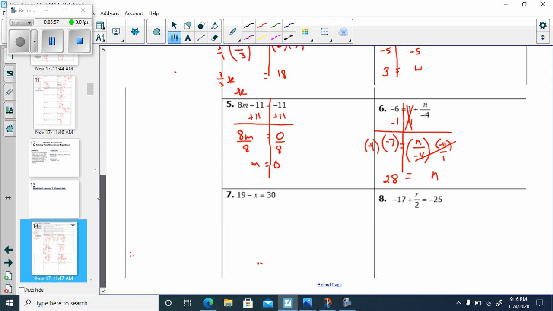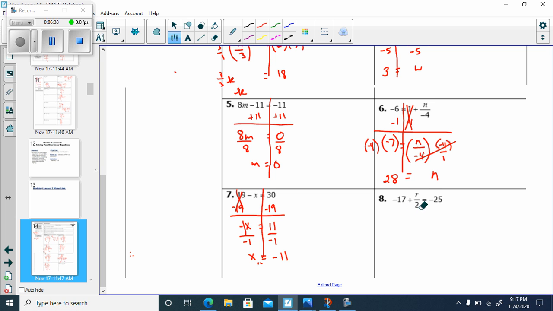Okay? Number 7. I'm solving for the x. Now, I need to get rid of the 19. So what if I subtract 19 from each side? That leaves me with -x is equal to 11. Now, when I talk about a negative x, that's actually a -1x, right? So I'm multiplying by -1. The opposite of multiplying by -1 is to divide by -1. x is equal to -11. And number 8.